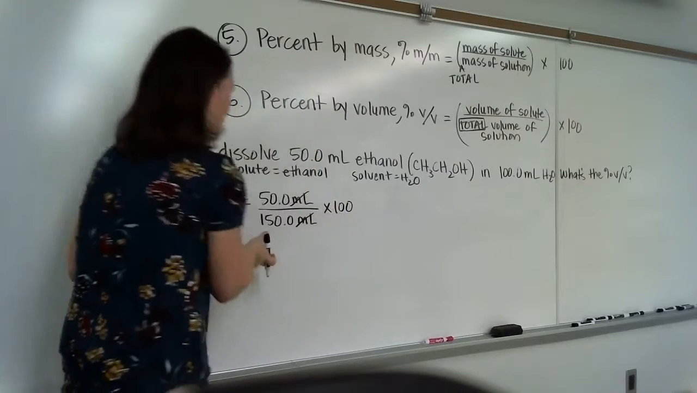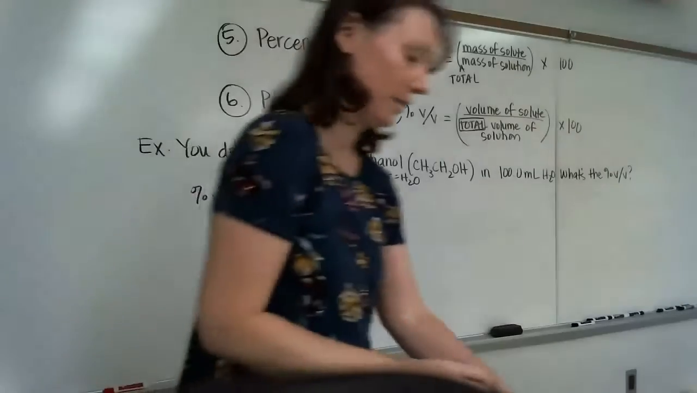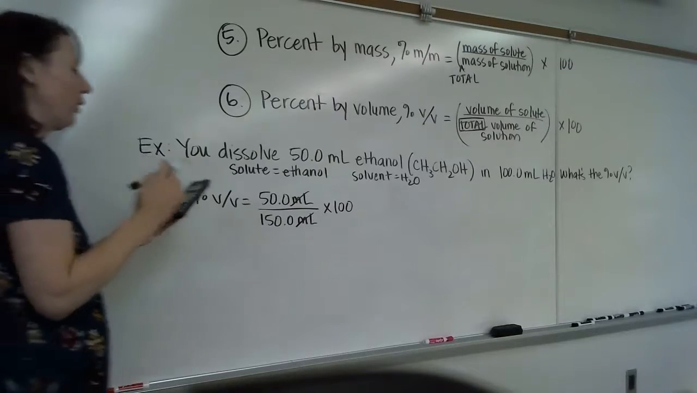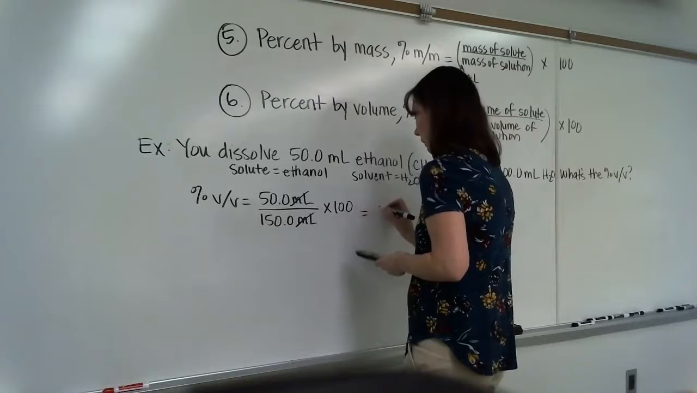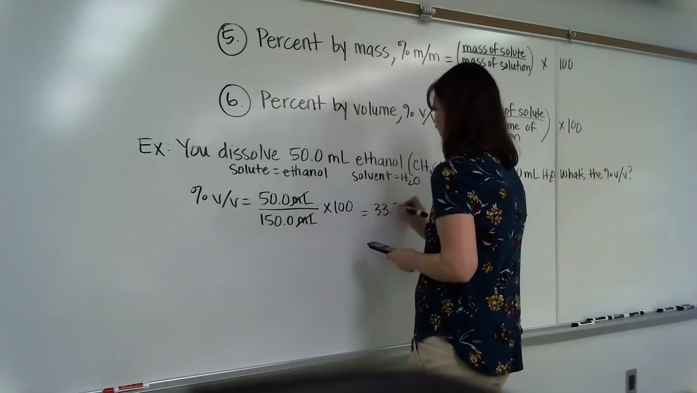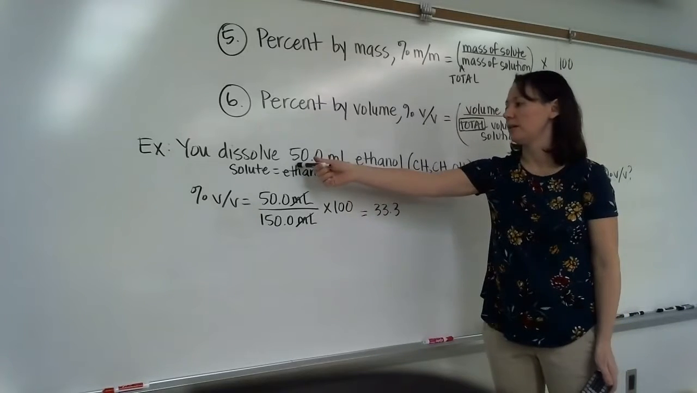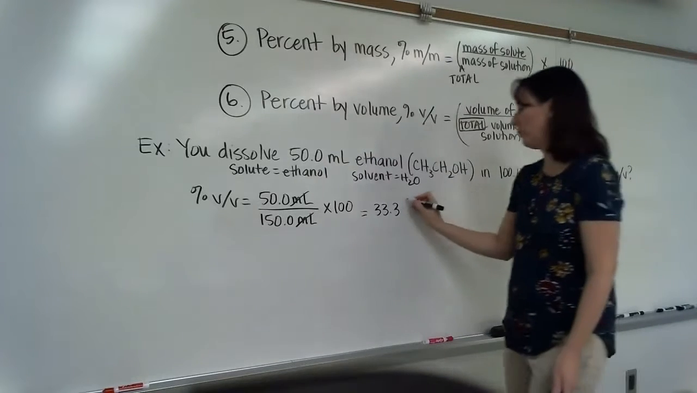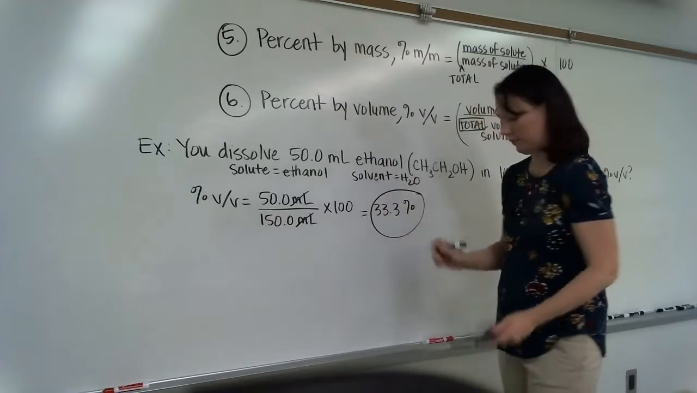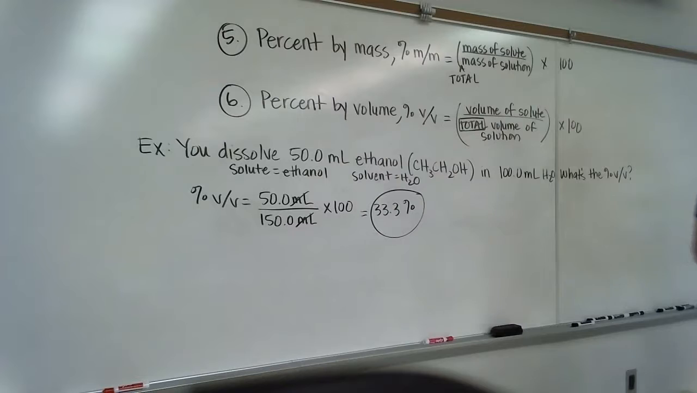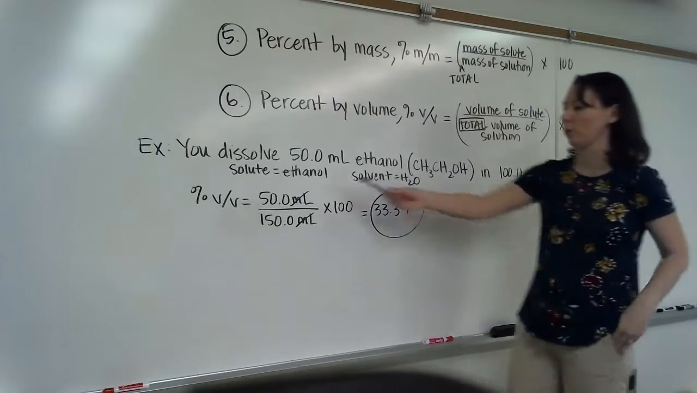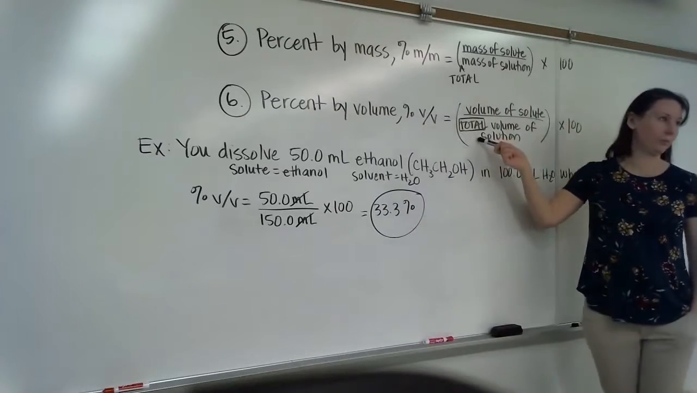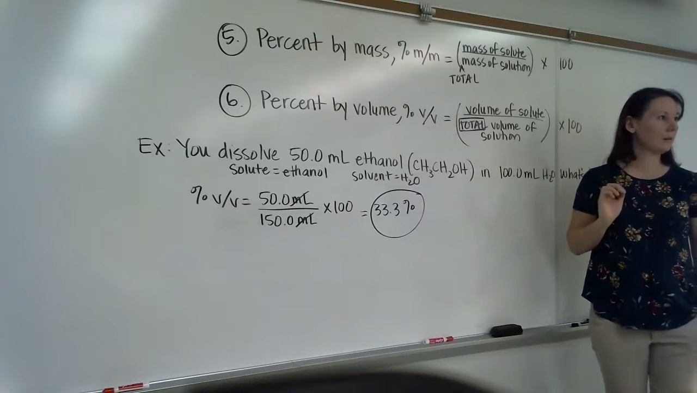So milliliters cancel, so this doesn't have any units. Your units would just be percent. So 50 divided by 150 gives me 0.33333333333. Now multiply by 100. And then how many sig figs can I keep? This number's got 3. This number's got 4. So how many sig figs? 3, right? And then my unit would be percent. That makes sense? See how to do that one? Does everyone see why it's 50 over 150 and not 50 over 100? Because it is total volume. Make sense?